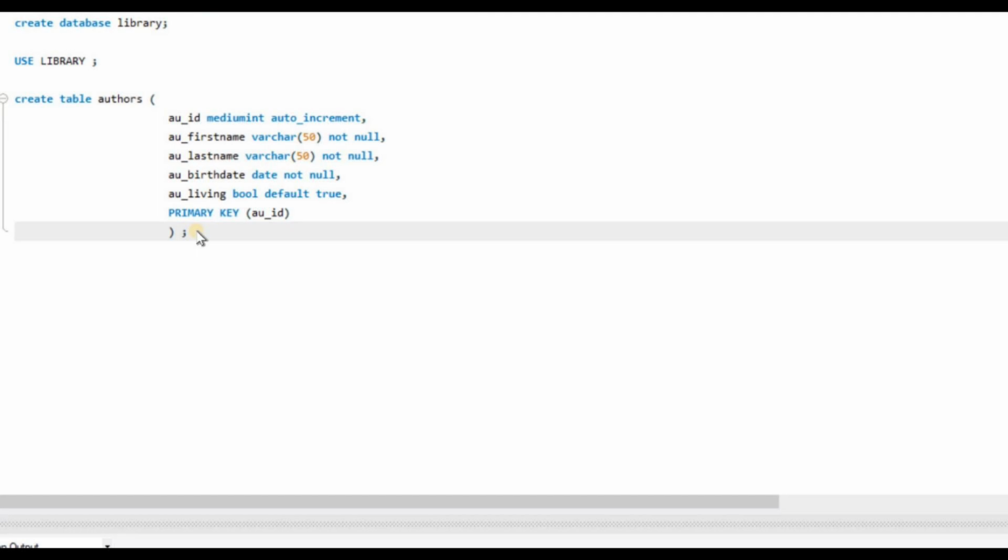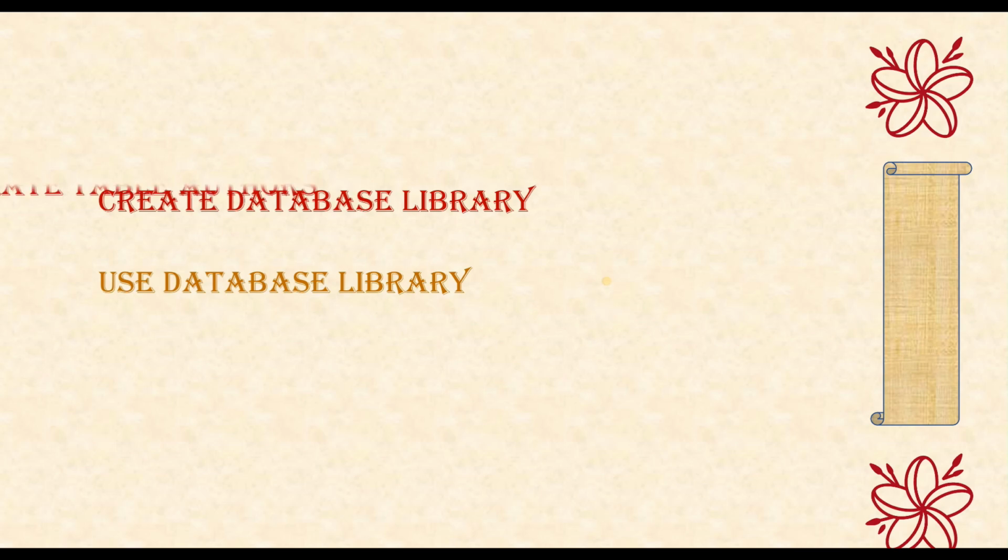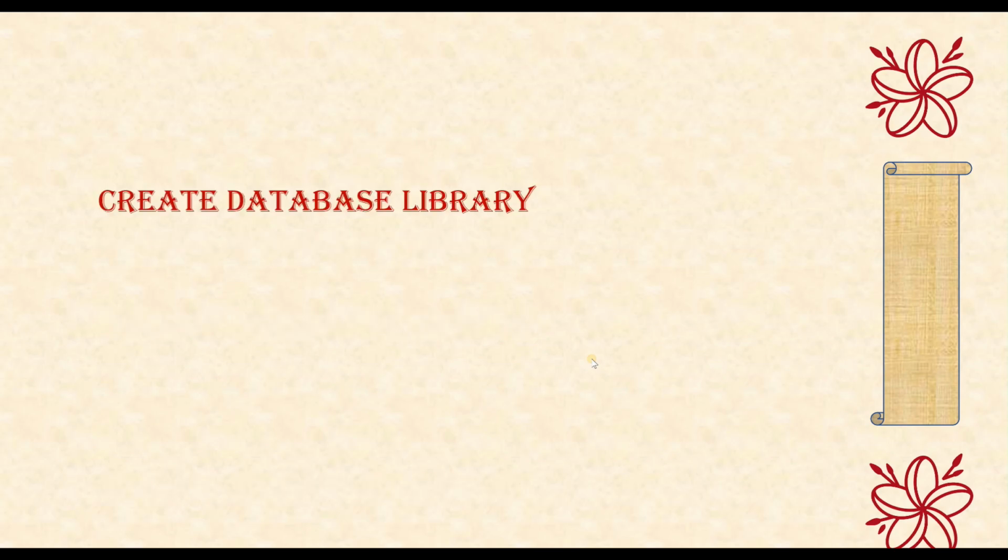Note the self-explanatory data types. Medium-sized integer, character with maximum length of 50, date, and boolean to hold a true or false value. We have designated au_id to be the table's primary key so that MySQL will ensure that each author record has a unique value for the column au_id. Congratulations! We have learned how to create our first table in this fictionalized dataset.